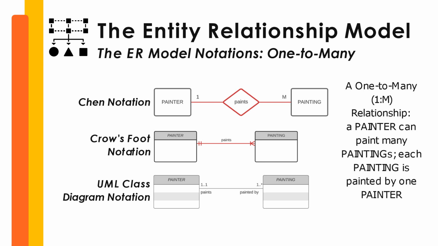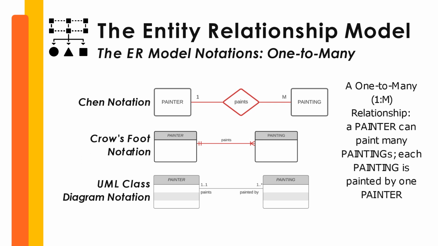Whereas, on the other hand, if you start with the painting, for each instance of the painting, how many painters could have painted the painting? And the answer to that is 1. And so we have one on one end and many on the other end. Hence, we have a one-to-many relationship.